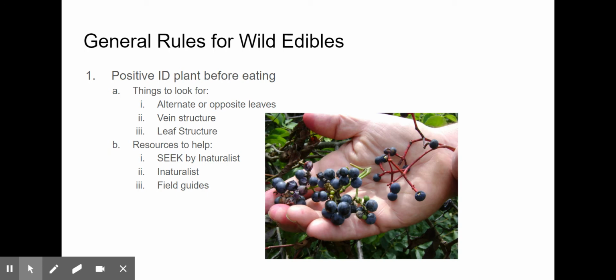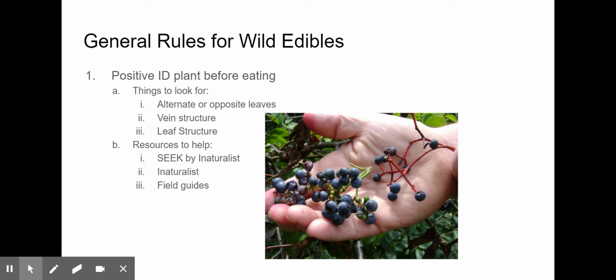So first off, positive ID is going to be super important. I have an example here where I have wild grape and Virginia creeper in that person's hands. And just looking at the berries themselves, they look really similar. So we just can't go around saying, well, that looks like a wild grape, I'm going to go ahead and taste it. That's not what we're going to be doing in this class. So we need to have positive ID.